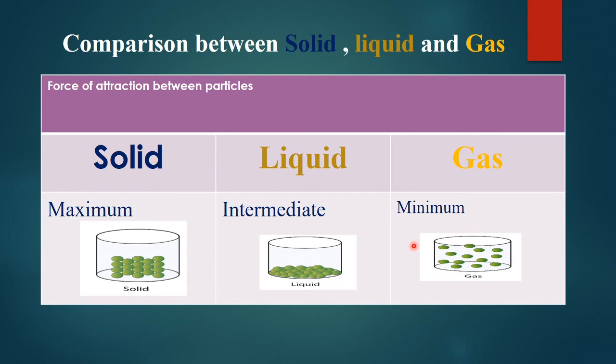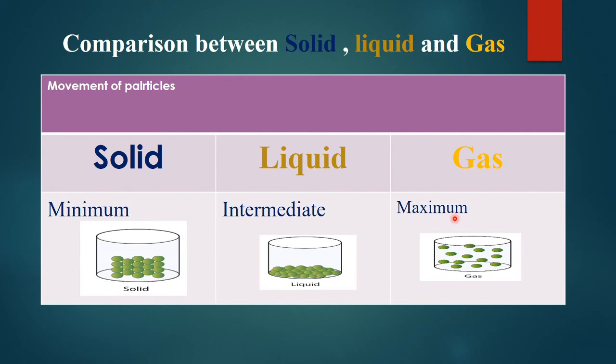What is the cause of this distance? The cause of this distance is the force of attraction between the particles. In solids, the force of attraction between the particles is maximum. That's why the distance between the particles is minimum, since they are closely packed together. In liquids, the force of attraction between the particles is intermediate, and in gases it is minimum. That's why the particles are able to move freely, and that's why the space between the particles is maximum.